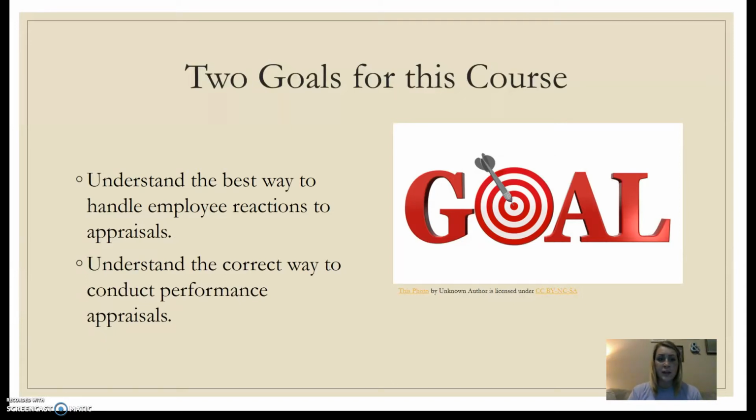And for the second goal, I want to understand the correct way to conduct a performance appraisal. Eventually, with my career goals, I want to move up within HR and eventually work in HR management or employee development. So, of course, with employee development or any sort of HR position, performance appraisals are going to play a large part in that role. So I want to make sure that I'm able to conduct that in the proper way.